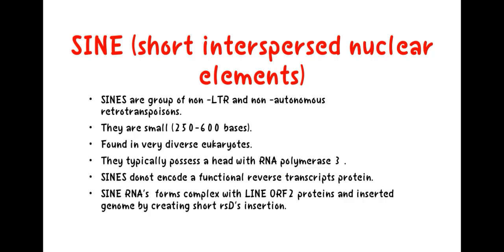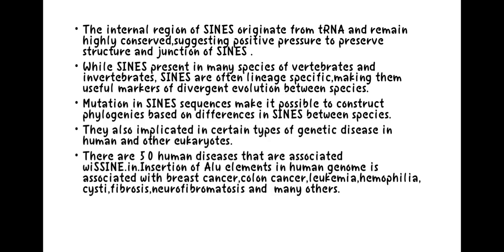Then SINE, short interspersed nuclear elements. SINEs are groups of non-LTR and non-autonomous retrotransposons. They are small and found in very diverse eukaryotes. They typically possess a head with RNA polymerase III promoter. SINEs do not encode a functional reverse transcriptase protein. SINE RNA forms a complex with LINE ORF2 proteins and inserts into genomes by creating short insertions.